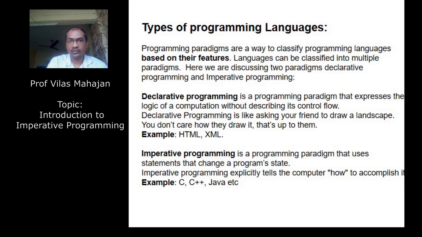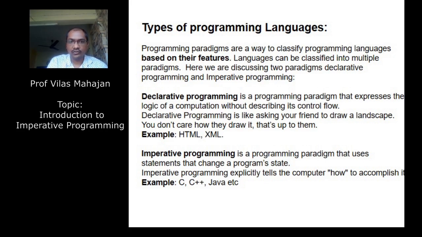Declarative programming is a programming paradigm that expresses the logic of a computation without describing its control flow. In simple words, declarative programming is like asking your friend to draw a landscape. You don't care how they draw it, that is up to them. Means here in declarative programming, we need not worry how the tasks will be performed. What is to be done is very important, and how it will be done is up to the computing device. For example, here HTML and XML, here we only have to write instructions for what is to be done, how it is done will be taken care of by the computer itself.